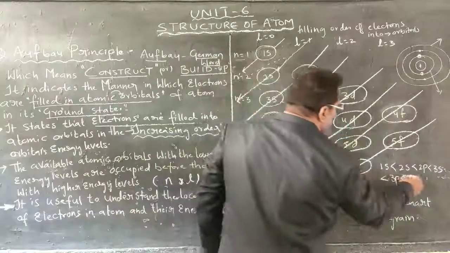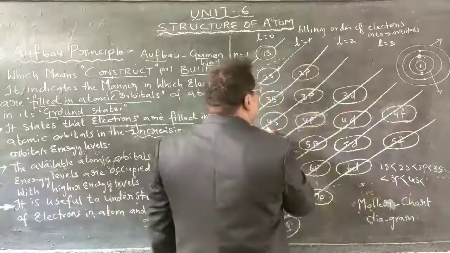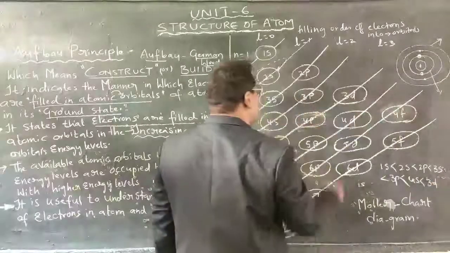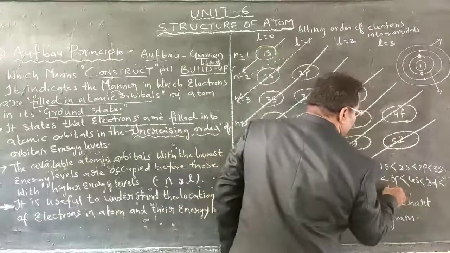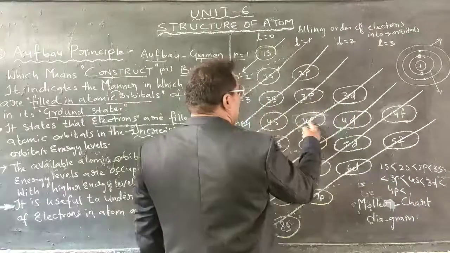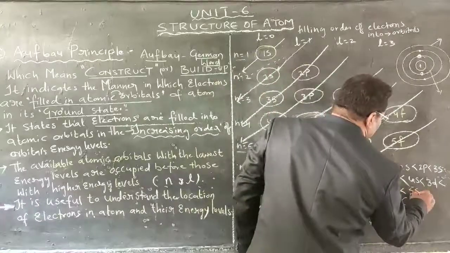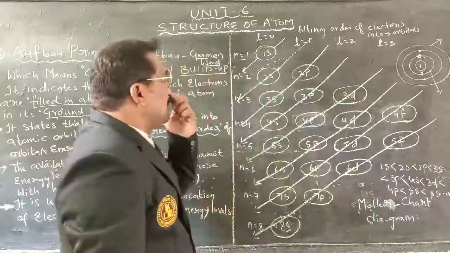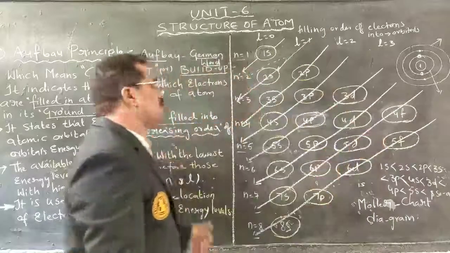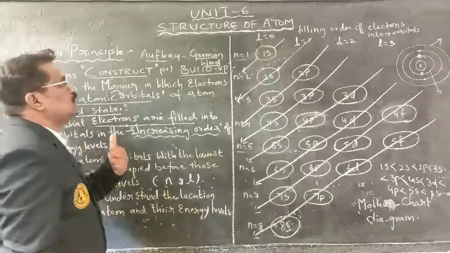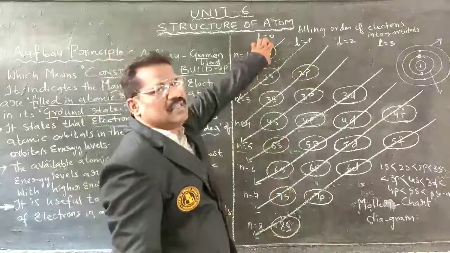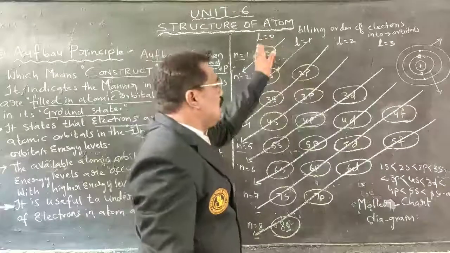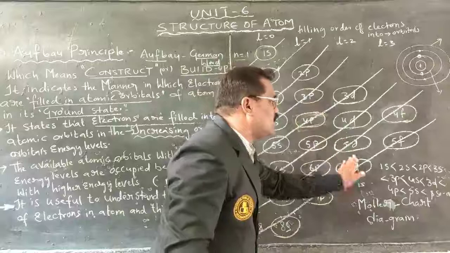Later on, the 4s orbital. After completely filling up 4s, it will enter into what? The 3d orbital. Later on, what happened there? The 4p orbital. After 4p, the 5s orbital, and so on. Electrons will enter into the orbitals in increasing order of energy level, which means the orbital with the lowest energy will be occupied first, and in that particular order electrons will be filled up.